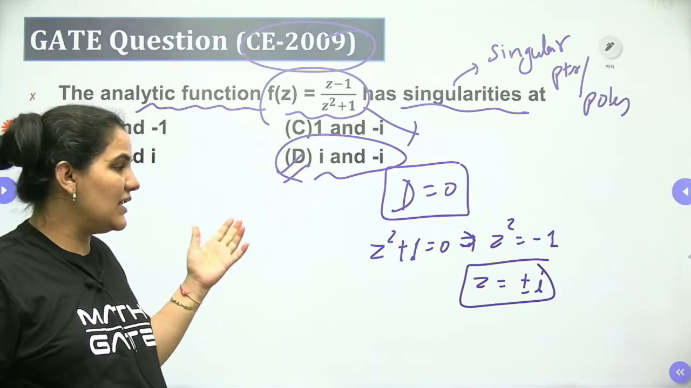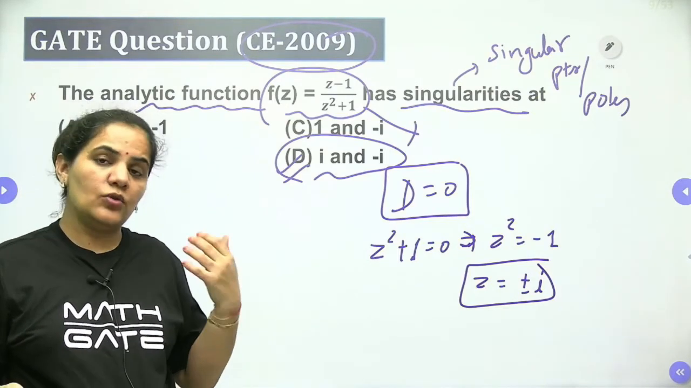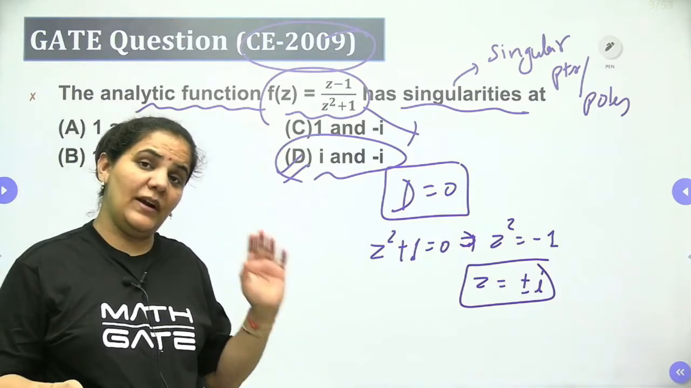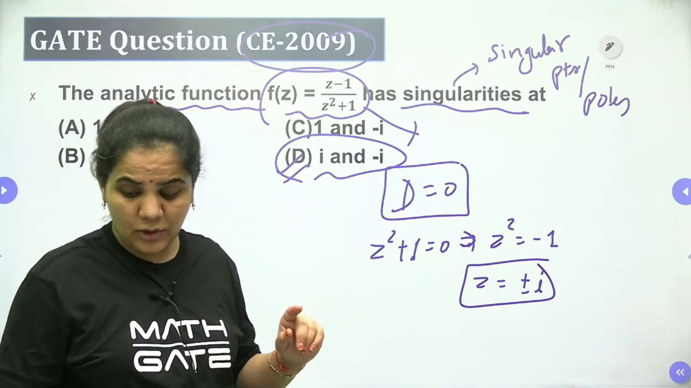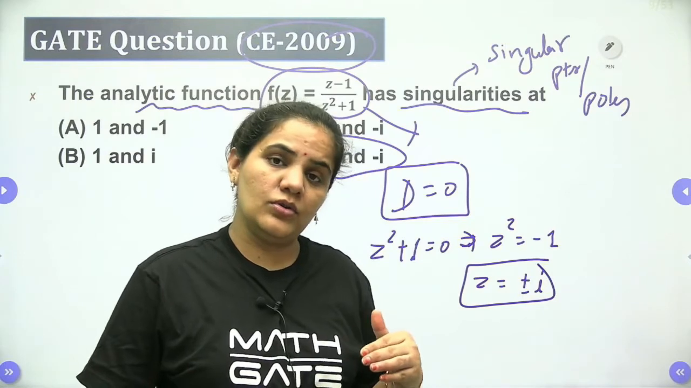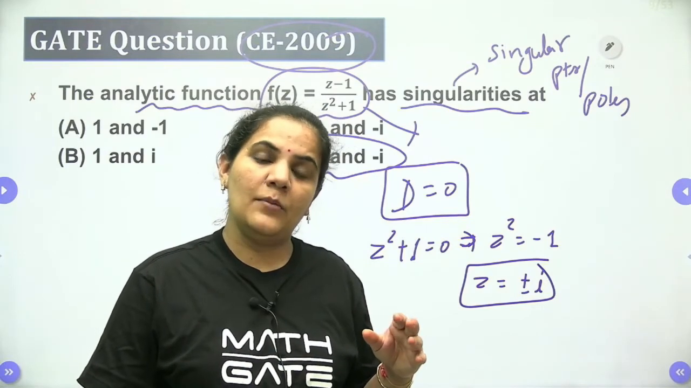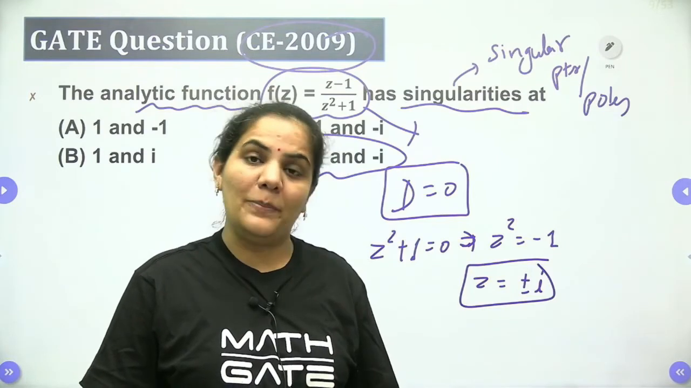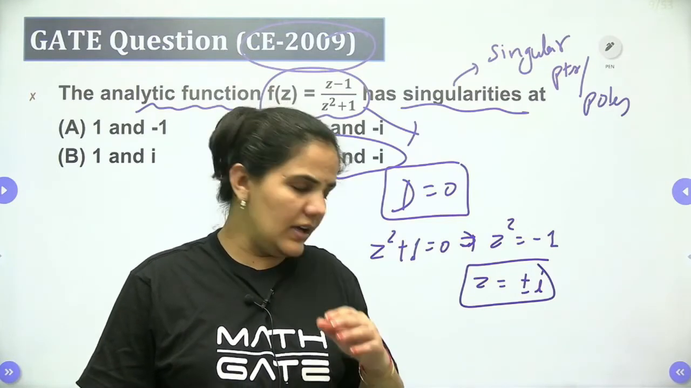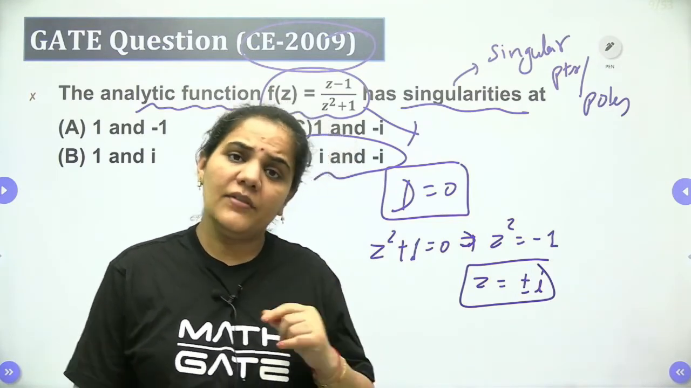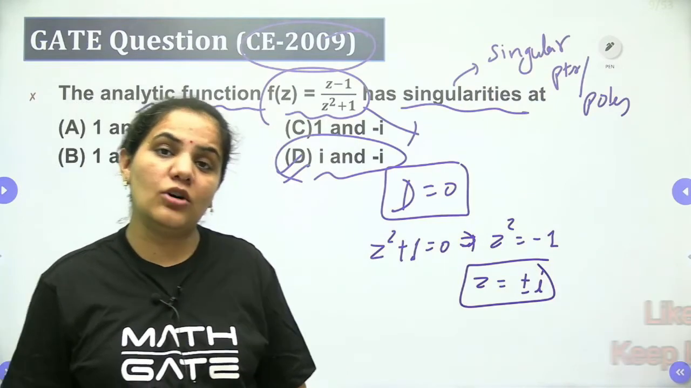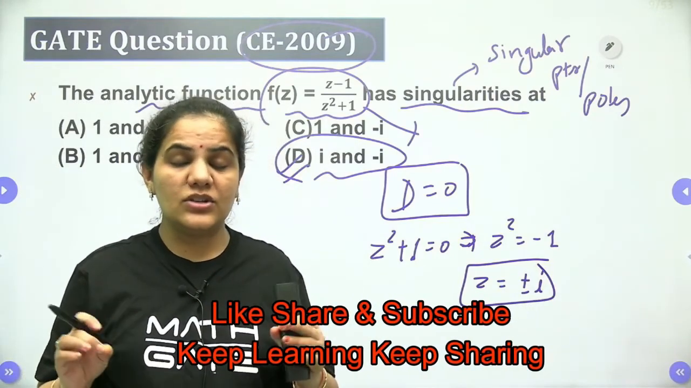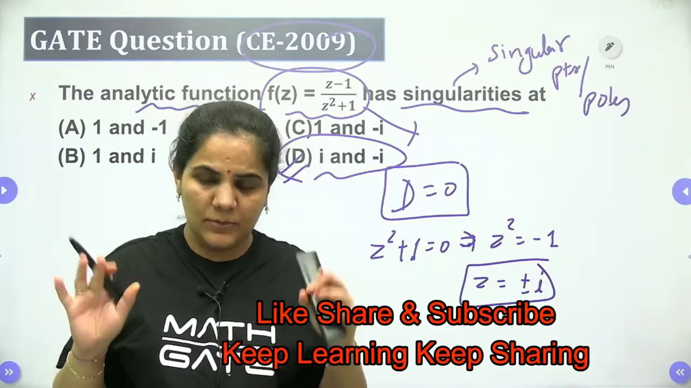Then we can easily approach this one. This is the way to find poles, and finding poles is very, very important when we want to go with Cauchy's integral formula, Cauchy's integral theorem. Ultimately, when we talk about complex integration, whenever we want to find the integration of any complex function, we should know about the poles and singular points. Okay guys.